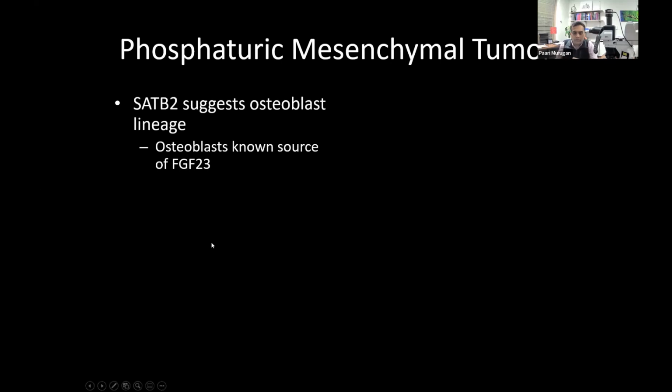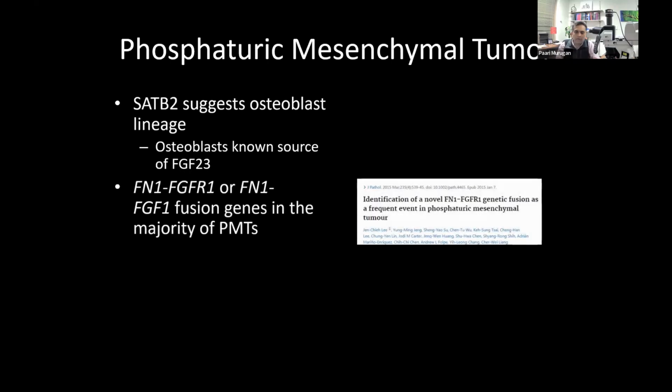And then the other thing that we need to know is we had a positive SATB2 in our tumor, which actually suggests osteoblast lineage in the tumor cells. And we know osteoblasts are a known source of FGF23. So maybe that's where this tumor is producing this FGF23. And we also know now that these are true neoplasms, which actually have a fusion gene between fibronectin 1 and fibroblast growth factor 1. And this chimeric fusion protein actually increases the amount of FGF23 that's produced by the tumor.